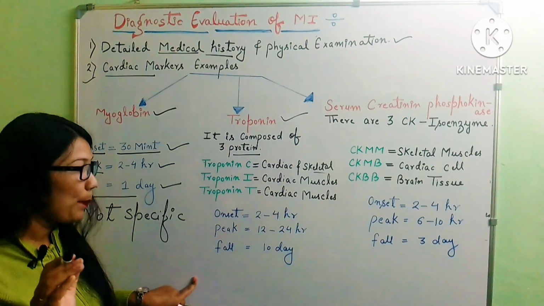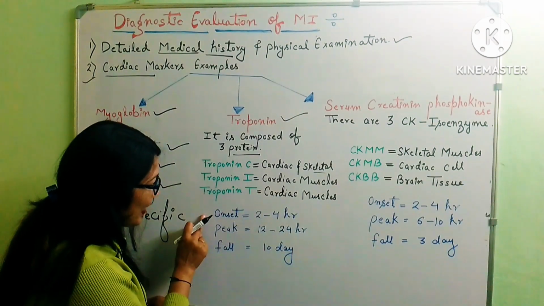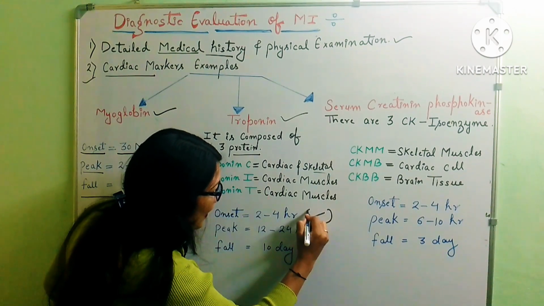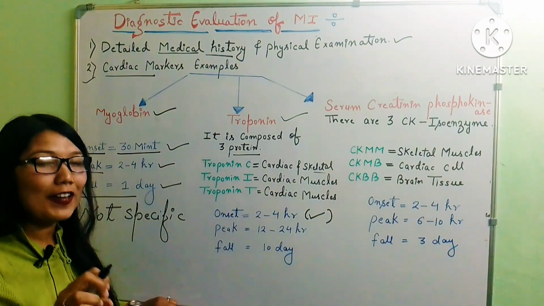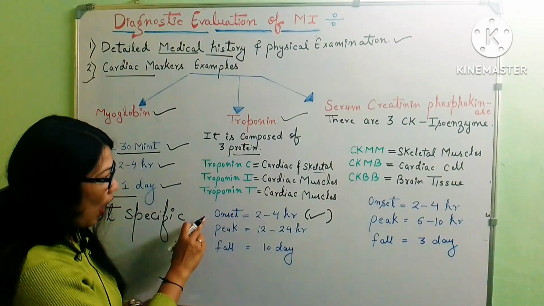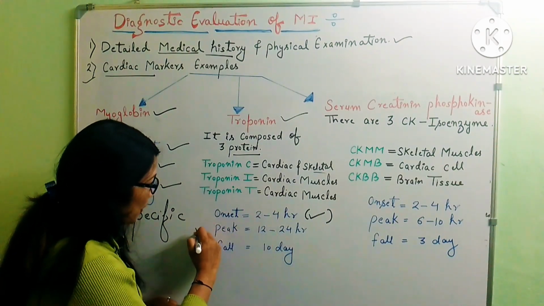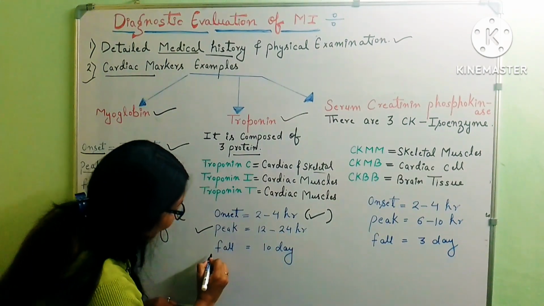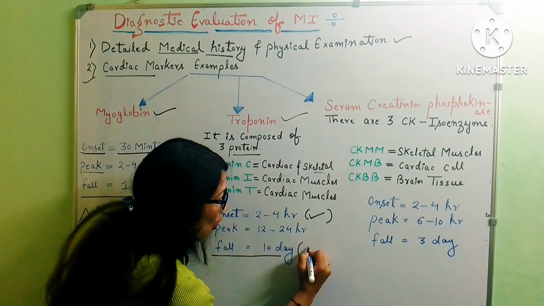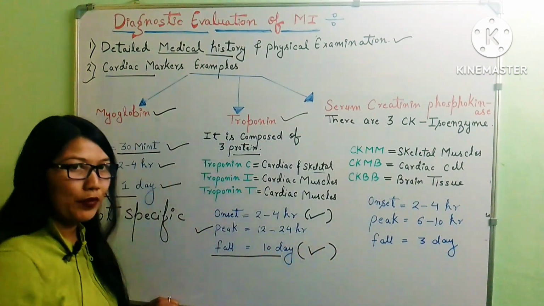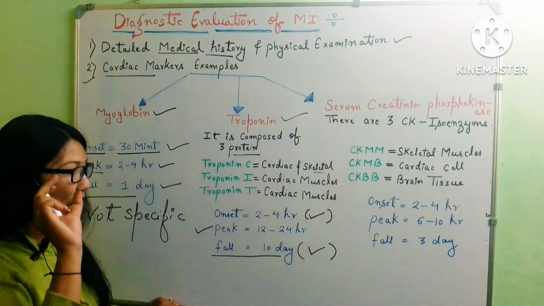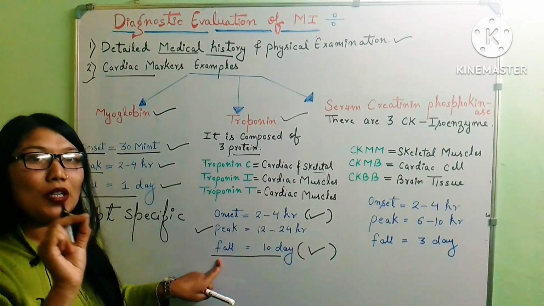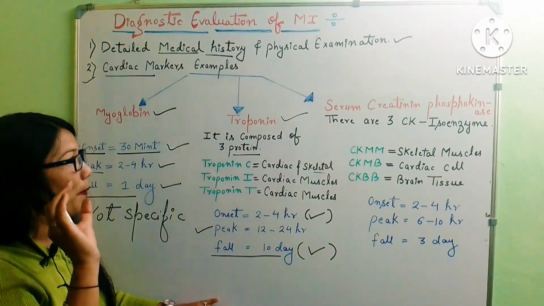So why is it so good? Let's see. Its onset is after 2 to 4 hours. When there is a heart attack, the cells of our heart will release it into the blood after 2 to 4 hours, and its peak, its highest value, is at 12 to 24 hours, and it will fall after 7 to 10 days. It is a long lasting cardiac marker.